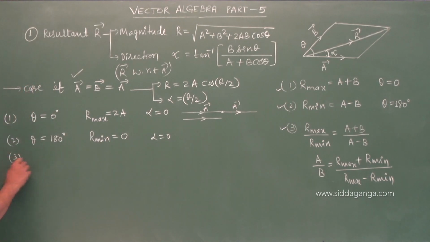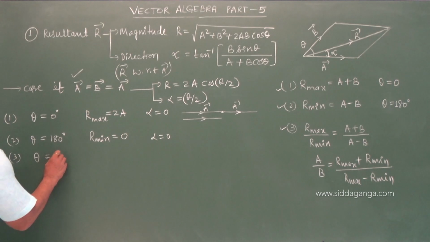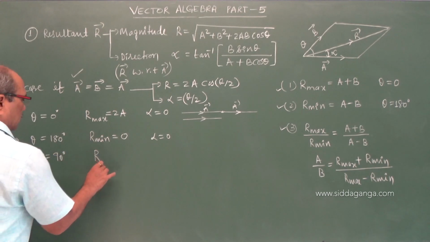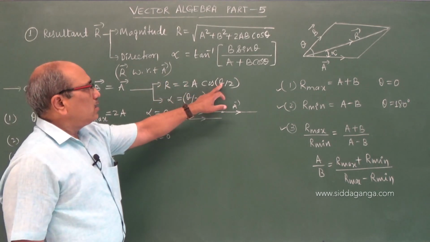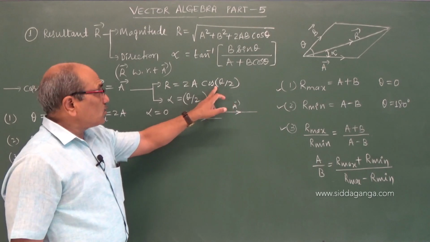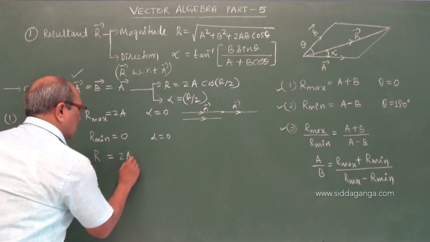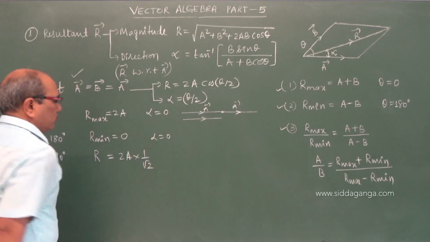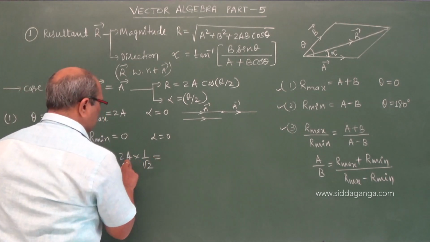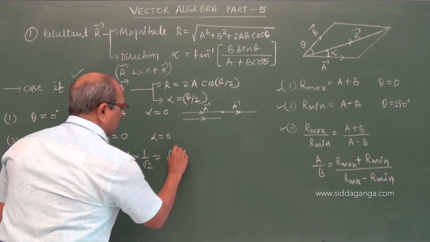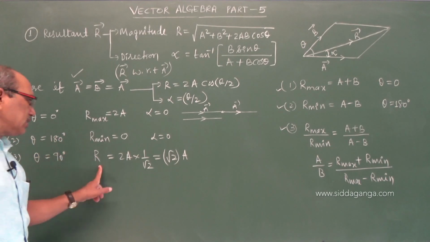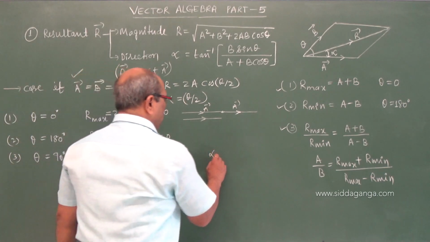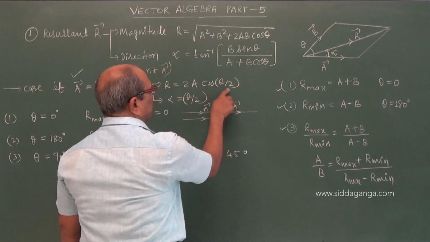Coming to third, theta equal to 90 degree. See, when I substitute here, 90 by 2 is 45, cos 45 is 1 by root 2, so R is 2a into 1 by root 2, or this can be written as root 2a. When both vectors are equal and the angle between them is 90, then the resultant is root 2a and alpha is equal to 45 degrees, because 90 by 2 is 45 degrees.